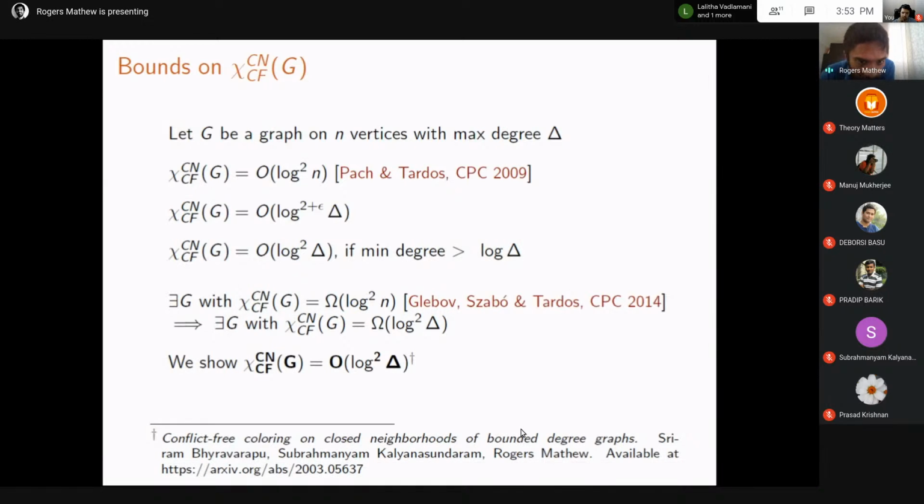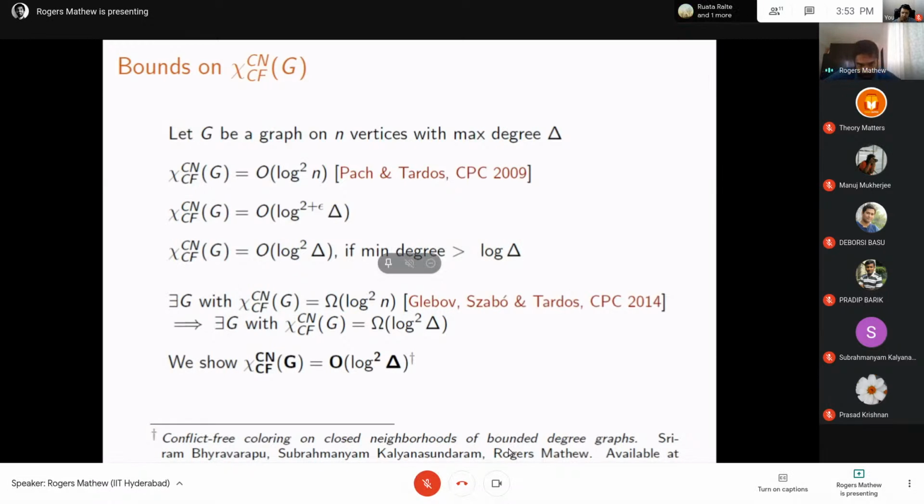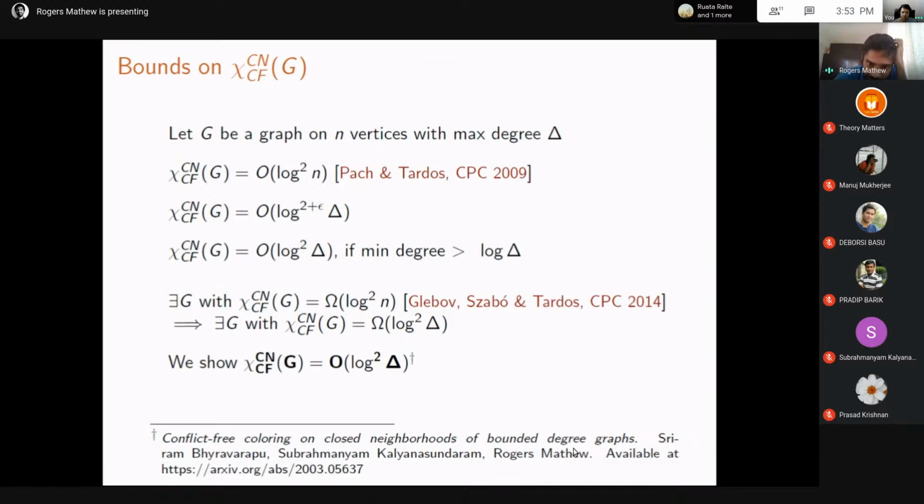So we show that you can actually improve it to log square delta, and this is the best you can do. The proof is quite easy to follow. The next few slides are an outline of that proof, and then we look at some similar results which came very recently, maybe 1 month ago. Our results are maybe a few months old, in similar spirit. So that's what the talk is about.